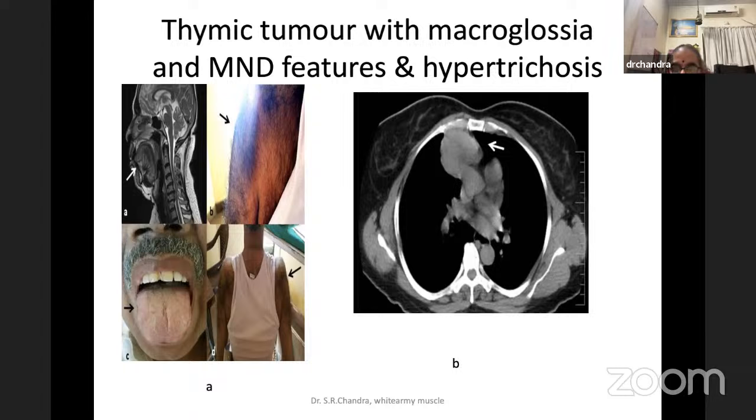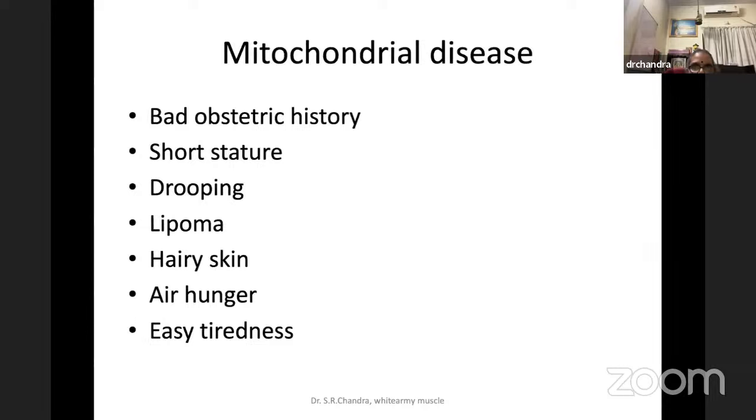So that is one reason why people are now also postulating an autoimmune etiology for MND, so that you look for a treatable option. So this is one of our patients who had a combination of myasthenia to start with and it ended with MND-like features. So overlaps can happen and we should be aware of that. Then when are you going to think of mitochondrial disease? Bad obstetric history, multiple abortions in the mother.